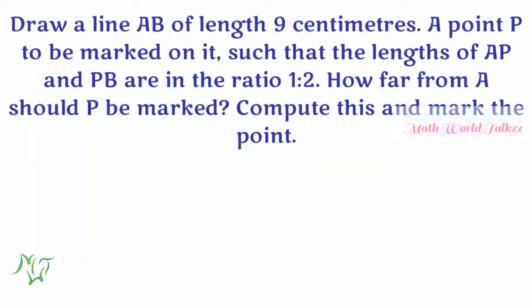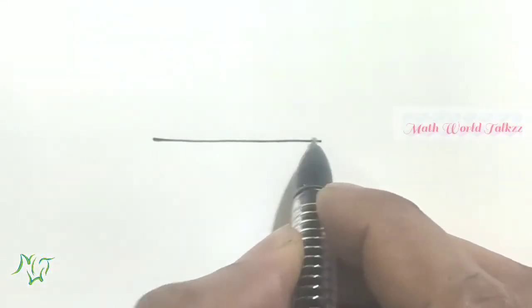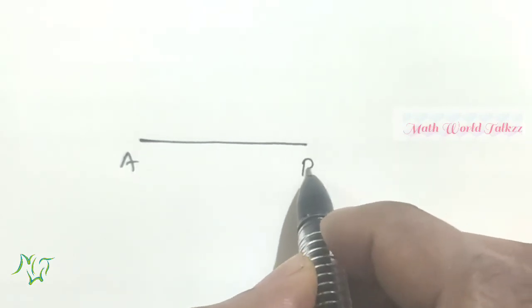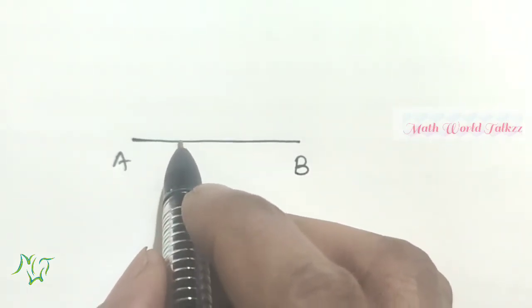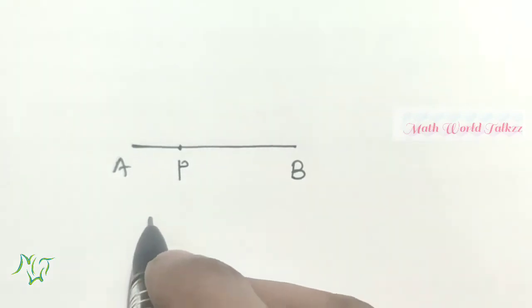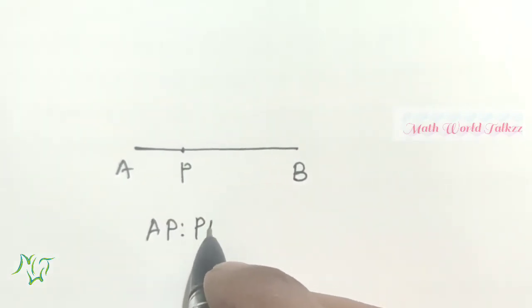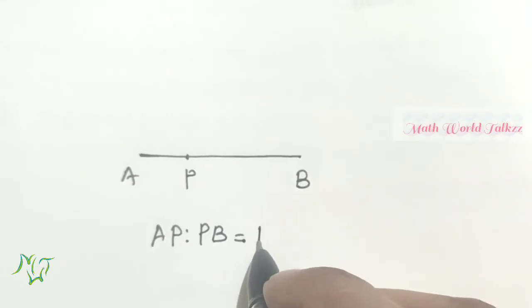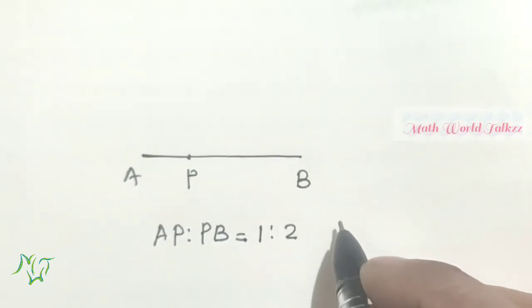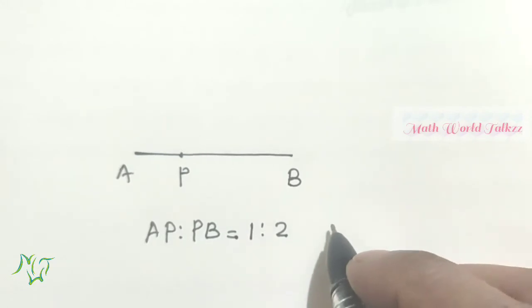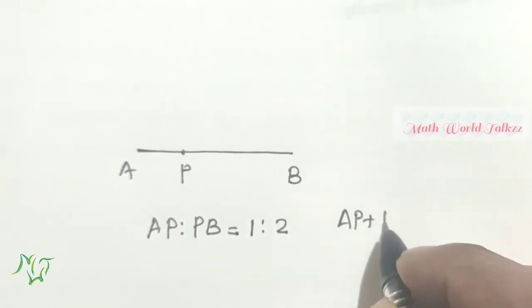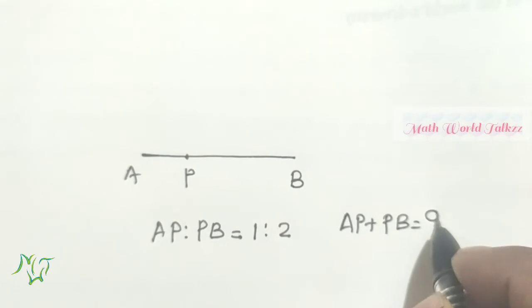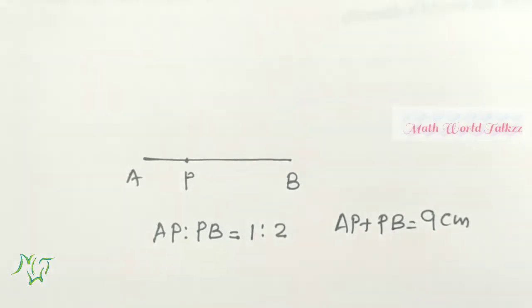So that AP and PB, the actual length, we want to find out. So let's start. First we can draw a rough figure. So let this be the line AB. Now we want to mark a point P such that AP is to PB is equal to 1:2. And also the total length is given. So we can write AP plus PB is equal to 9 centimeter. That means total length.